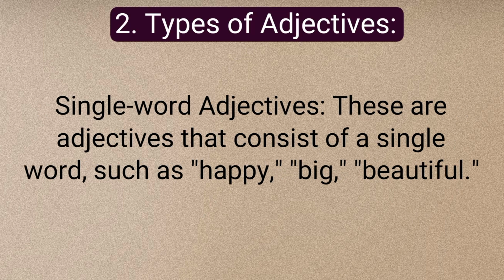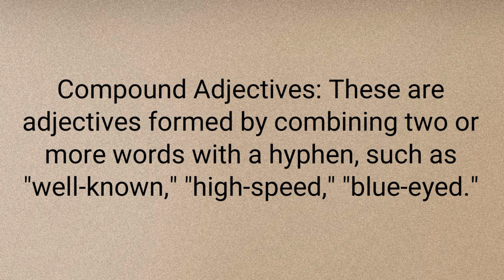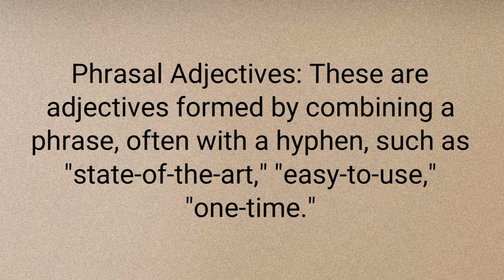2. Types of adjectives. Single-word adjectives. These are adjectives that consist of a single word, such as happy, big, beautiful. Compound adjectives. These are adjectives formed by combining two or more words with a hyphen, such as well-known, high-speed, blue-eyed. Phrasal adjectives. These are adjectives formed by combining a phrase, often with a hyphen, such as state-of-the-art, easy-to-use, one-time.